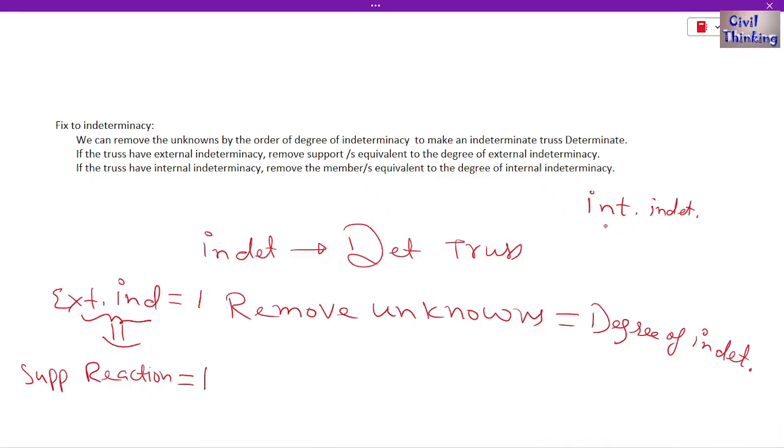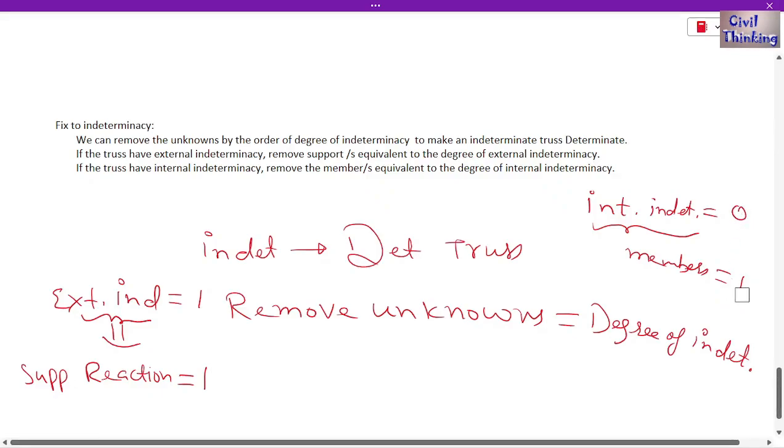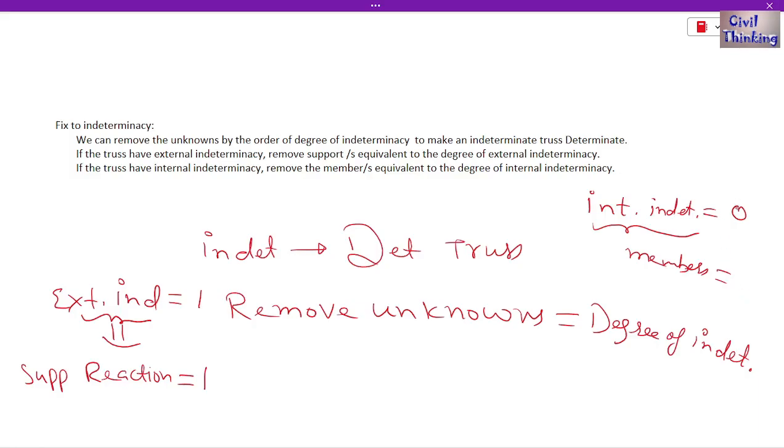Now, in internal indeterminacy, what thing is involved? Which unknowns? Members M or B, right? As you remember, in internal indeterminacy, members are involved. For example, if a truss has 1 degree of internal indeterminacy, we will remove one member. Why? Because one member has one axial force, so we will remove only one member. Okay, so that the indeterminacy becomes 0, right? Because when we remove one member, it will become 0.